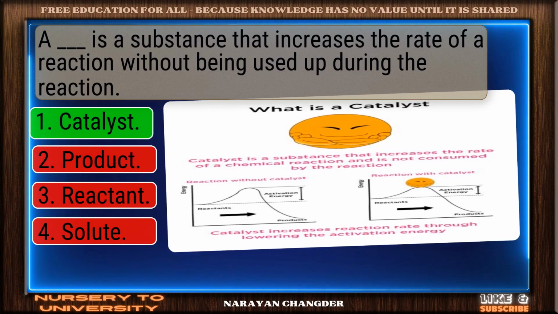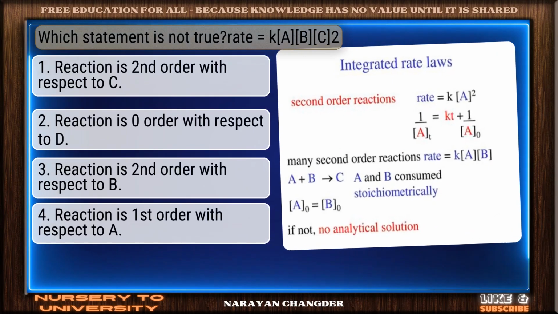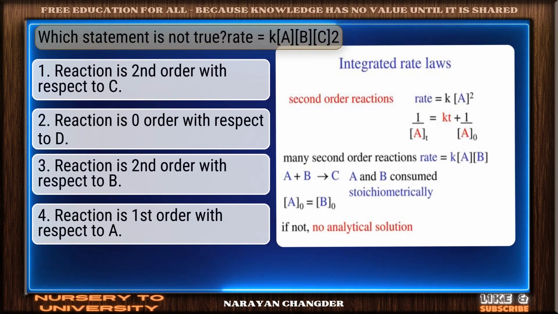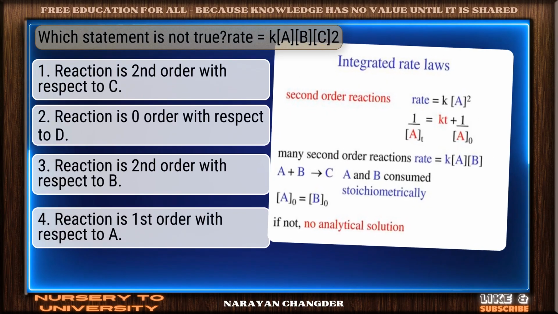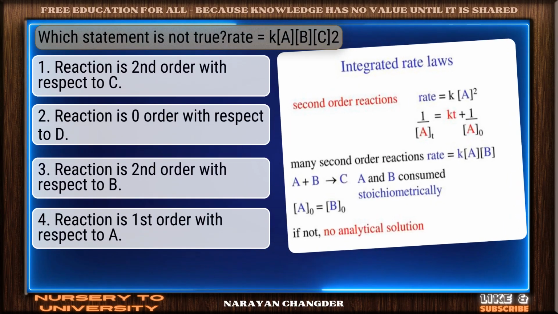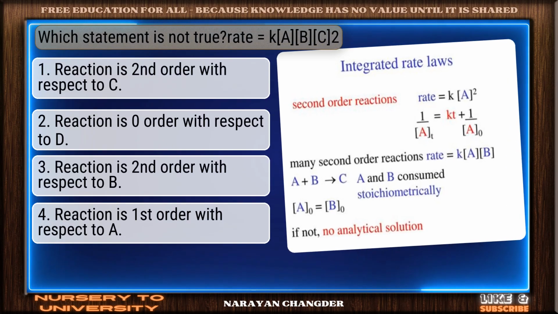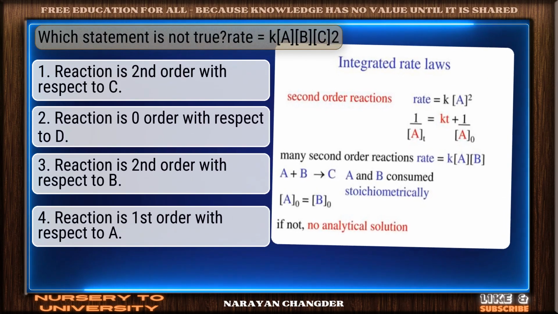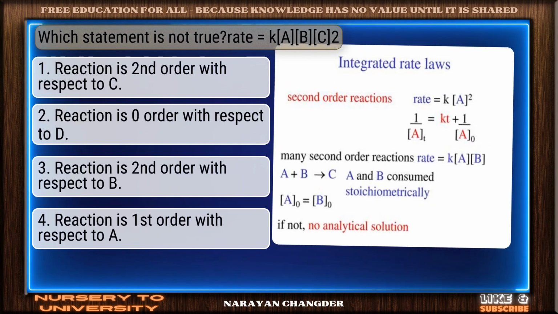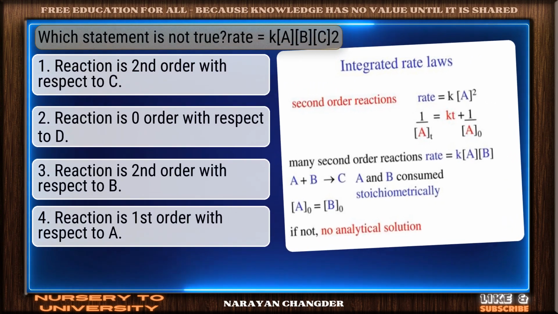Yes, catalyst is right. Which statement is not true? Rate equals k[A][B]^2. Option 1, reaction is second order with respect to C. Option 2, reaction is zero order with respect to D. Option 3, reaction is second order with respect to B. Option 4, reaction is first order with respect to A.